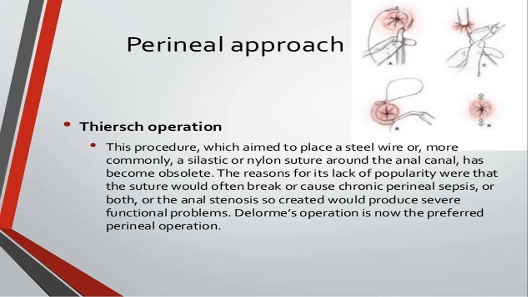It has become obsolete. Why is it obsolete? Because of a lack of popularity, but also the suture would often break or cause chronic perineal sepsis, or both, or it can cause anal stenosis, producing severe functional problems. So Delorme's operation is now the preferred perineal operation.